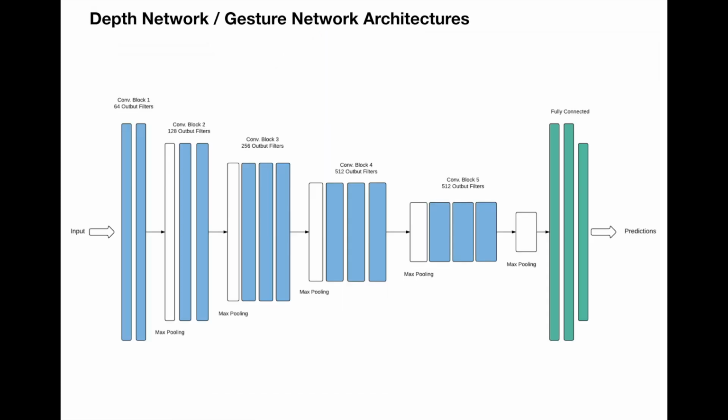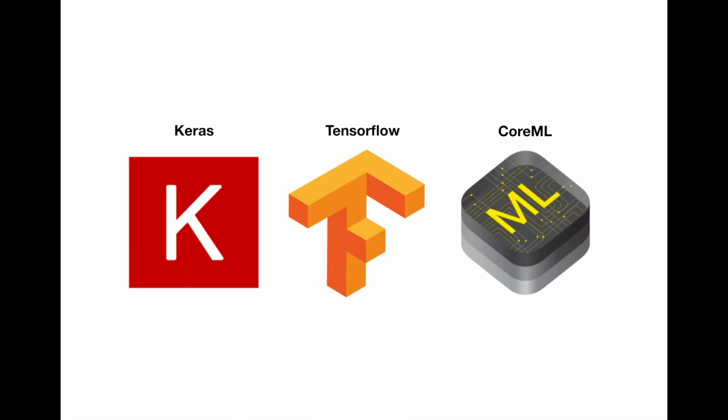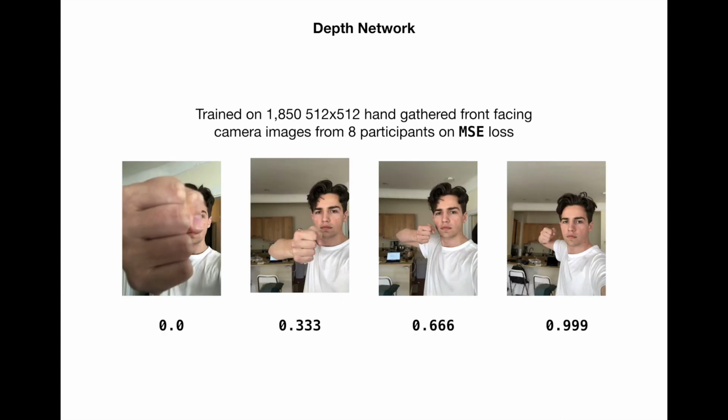And so these networks are loosely based on VGG16 with this series of pools and convolutions. They're built in Keras with the TensorFlow backend, and they're transferred natively to iOS with CoreML. The depth network was trained on 1,800 512 by 512 images. They were hand-gathered from 8 different participants, and they were also hand-labeled. That network is trained to do regression with a mean squared error loss. The data kind of looks like this.